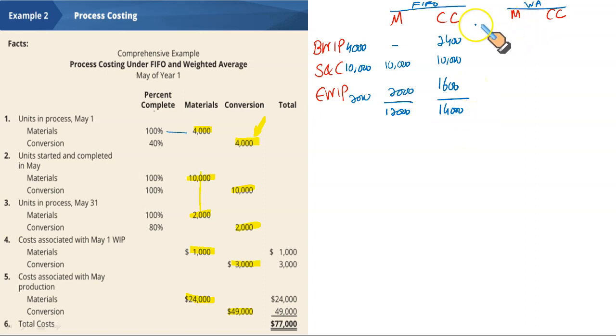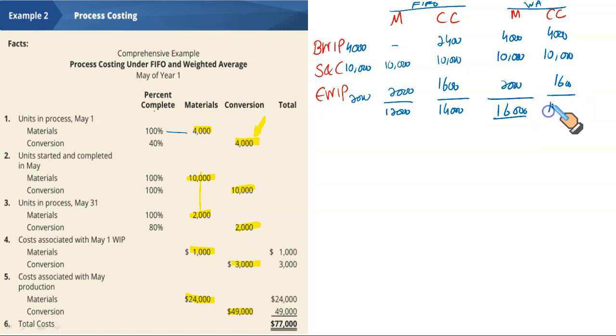Now what about weighted average? Remember, it's very important. For weighted average method, your beginning work in process will always be complete 100% for material and conversion cost. That's the only difference between beginning work in process in FIFO and weighted average. Rest of the units EUPs would be the same, 10,000 for material and 10,000 for conversion cost, same like FIFO, and 2,000 for material ending work in process and 1,600. So if you add these up, you will have 4, 10, 14, 16,000. And here you will have 15,600. So second step is done.